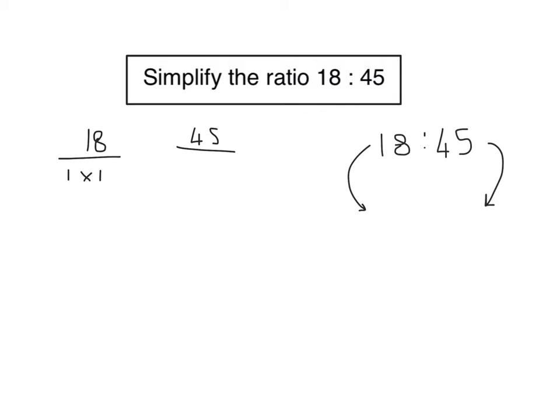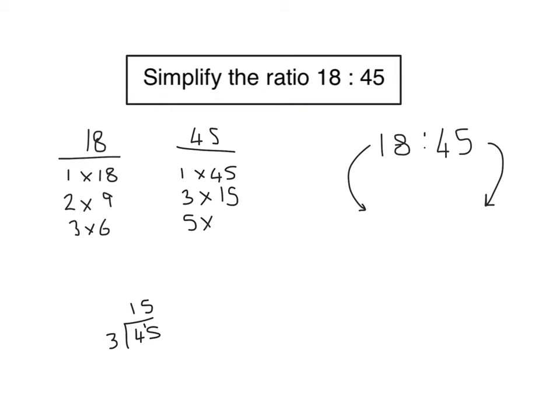18 is 1 times 18, 2 times 9, 3 times 6, 4 doesn't go into it, 5 doesn't, and 6 I'm repeating myself, so that's 18 done. 45 is 1 times 45, 2 doesn't go into it, 3 does. If you need to know how many, then you can do a little bus stop. 3's into 45 is 1, remainder 1, 3's into 15 is 5, so it's 3 times 15. 4 doesn't go into it. 5 times 9, 6 doesn't, 7 doesn't, 8 doesn't, and 9's repeating itself.